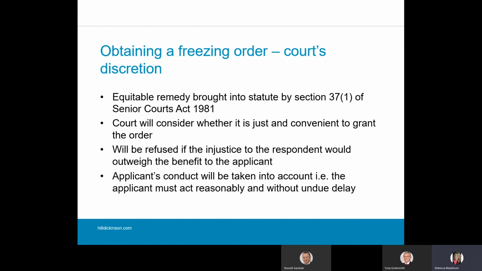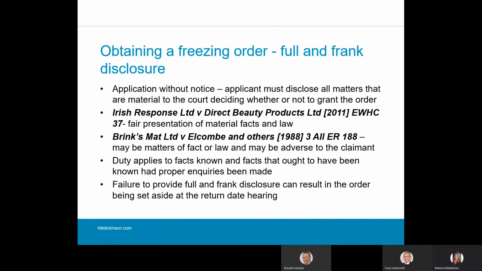Essentially, the order will be refused if the injustice to the respondent would outweigh the benefit to the applicant. And an applicant's conduct is taken into account. They must act reasonably and without undue delay, which means taking action as and when facts emerge. The applicant also has a duty of full and frank disclosure. The application is usually made without notice, and the applicant must disclose all matters that are material to the court deciding whether or not to grant the order.